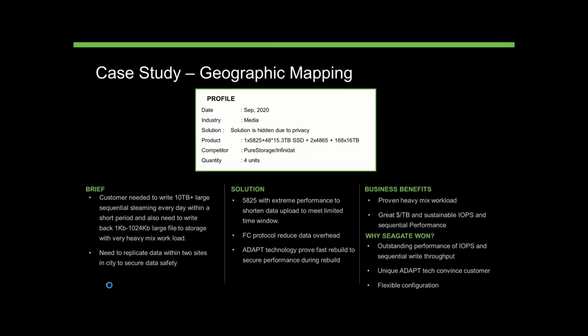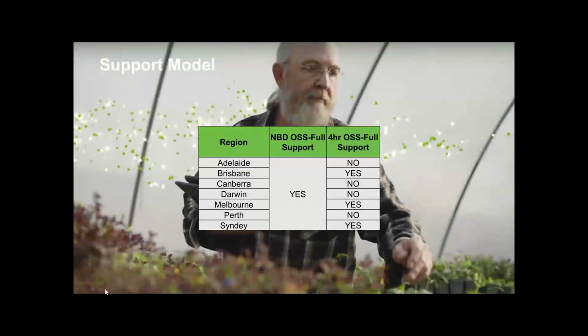Thanks for that, KC. So that previous case study was actually a local case study here in Australia for a geographical mapping organization. And yeah, they chose us because of the high throughput and capabilities that we had in that space. So I'll quickly run through our support model.